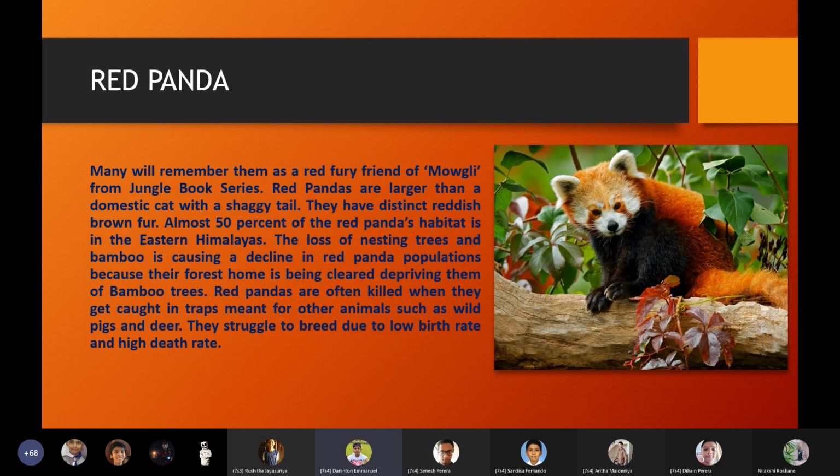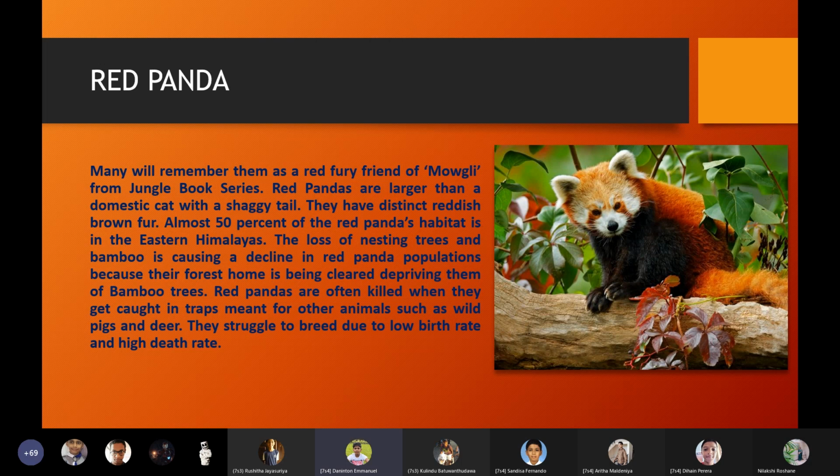The second is the red panda. Many will remember them as the red furry friend of Mowgli from the Jungle Book series. Red pandas are larger than domestic cats with a shaggy tail. They have distinct reddish-brown fur. Almost 50% of the red panda's habitat is in the eastern Himalayas. The loss of nesting trees and bamboo is causing a decline in red pandas' population.